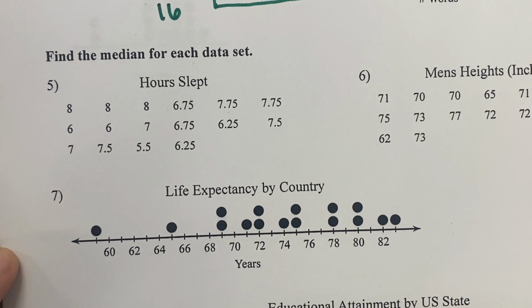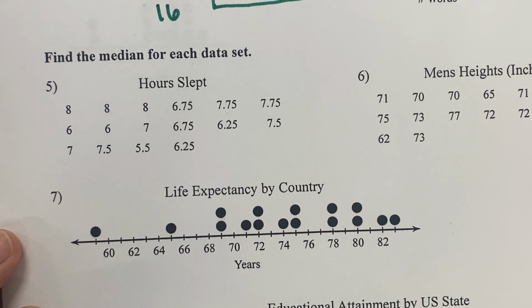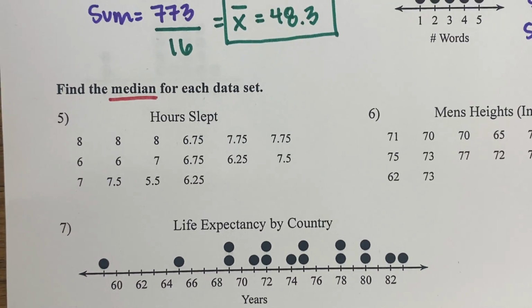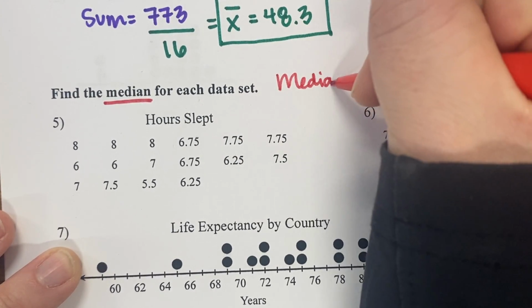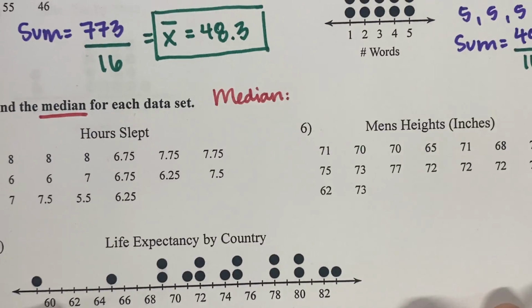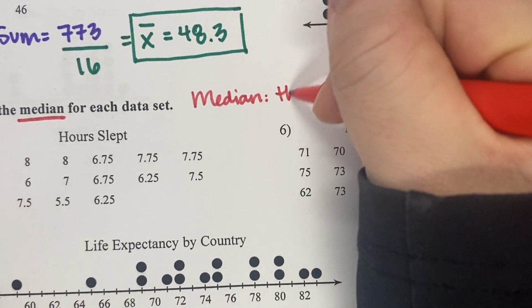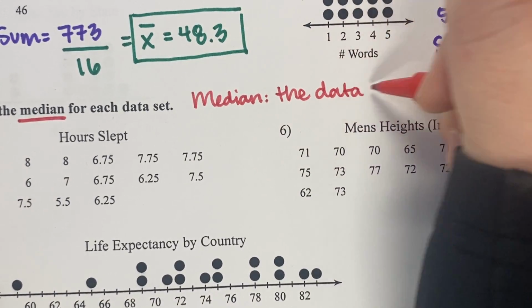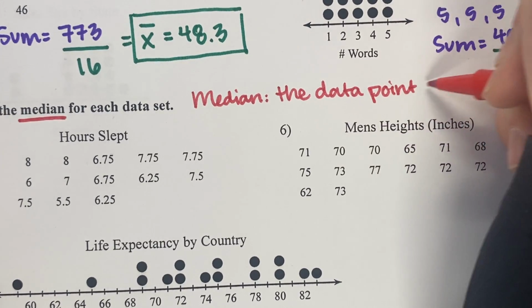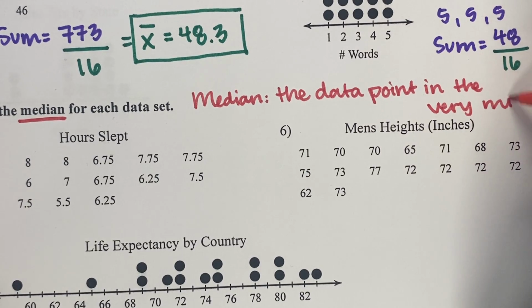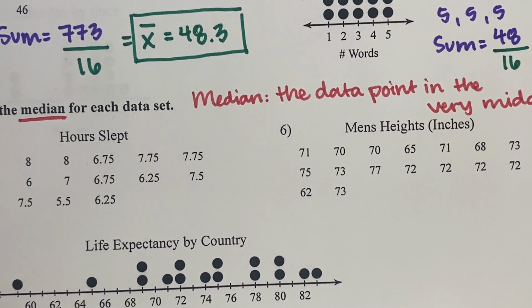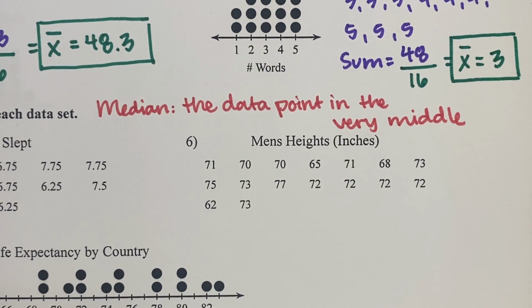Okay, now on numbers 5 through 8, it's asking us to find the median for each data set. Well, the median, let's go ahead and define that guy. So the median is going to be the data point in the very middle. So the very middle data point.